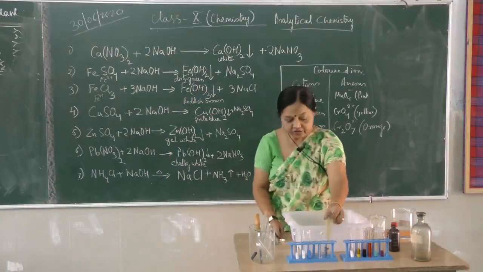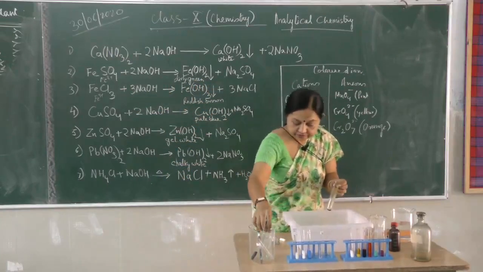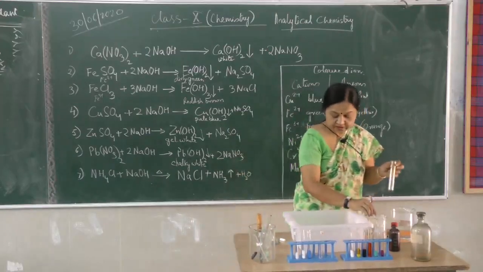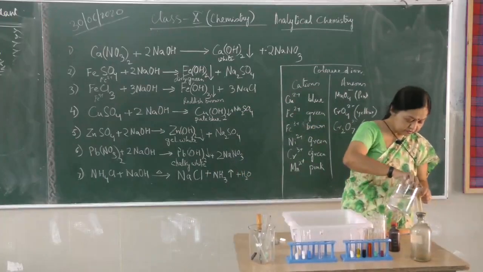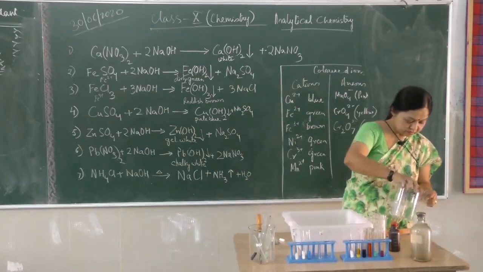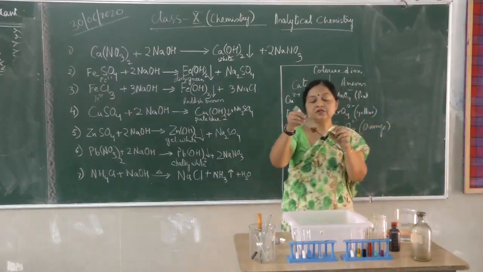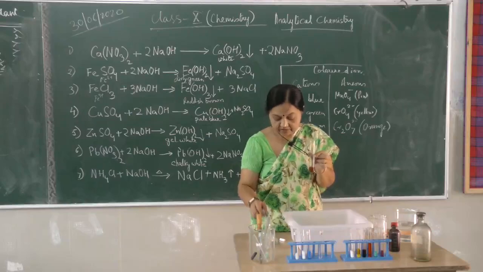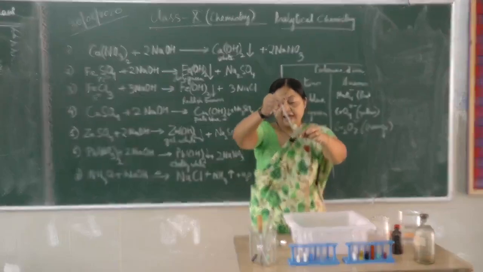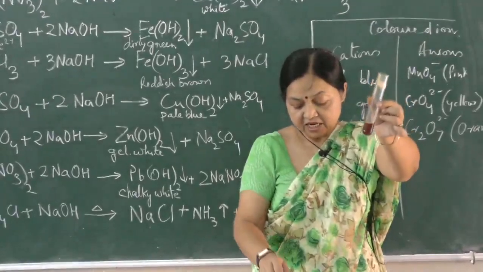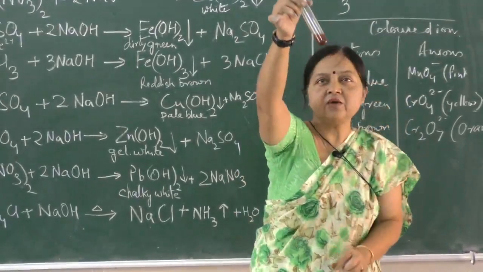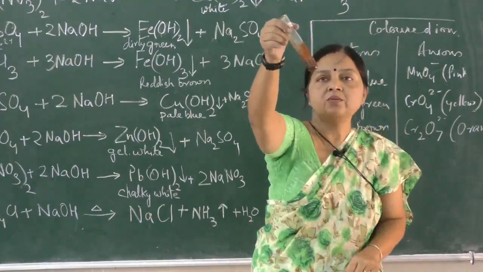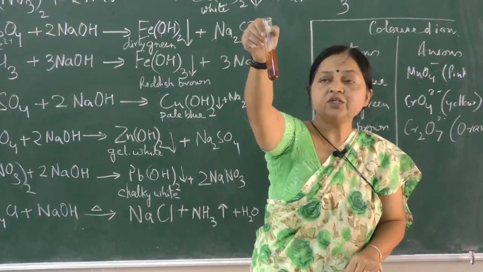So let us see what happens to the ferric salt. We will take this ferric salt. Directly to this I will add this solution, ferric chloride, and to this we are adding excess. First a precipitate is formed, a dark brown precipitate. You can see it settling down at the bottom. It's a dark brown, you can see it's sticking to the walls of the test tube, dark brown precipitate. This is formed. Okay, so reddish brown precipitate.